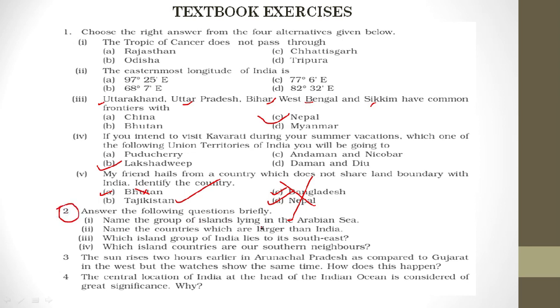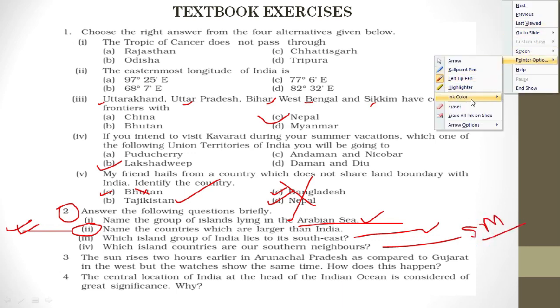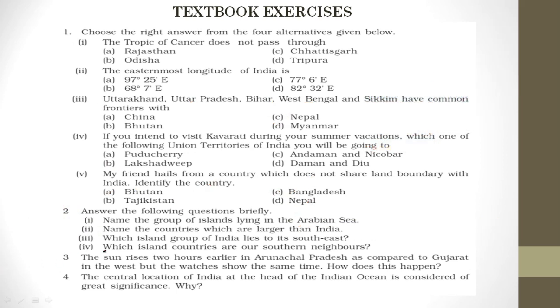Name the group of islands lying in the Arabian Sea. It's Lakshadweep. Name the countries which are larger than India. I have already said this question to be answered by you people, and after that we will be discussing this. Which island group of India lies to its southeast? We have seen Andaman and Nicobar Islands. Which island countries are our southern neighbors? It's Sri Lanka and Maldives. Clear? I hope the answer is clear till here. Now let us move on to these questions.